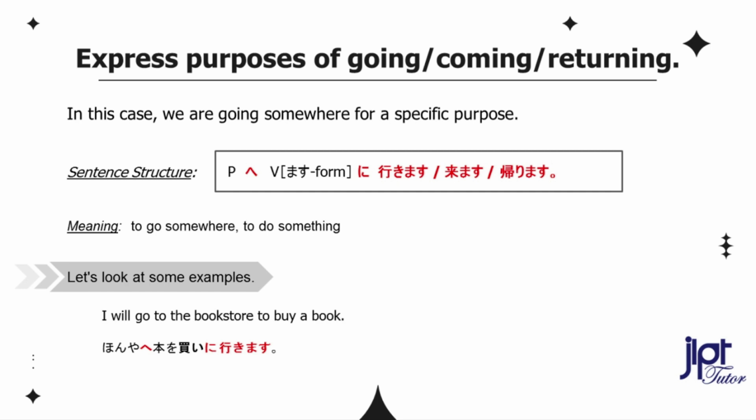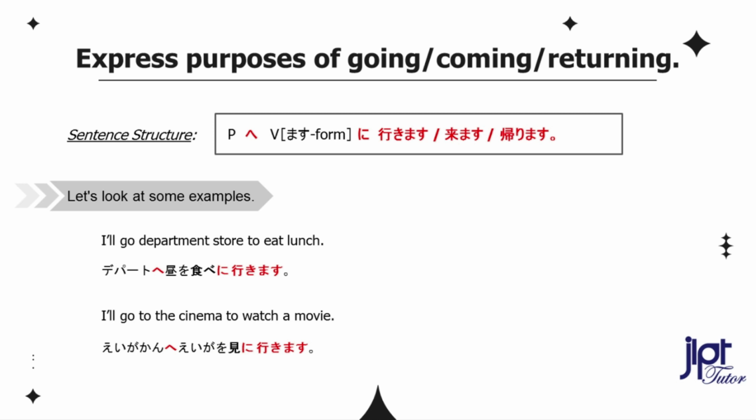Let's look at some examples. I will go to the bookstore to buy a book. 本屋へ本を買いに行きます。 I'll go to the department store to eat lunch. デパートへ昼を食べに行きます。 I'll go to the cinema to watch a movie. 映画館へ映画を見に行きます。 Simply take off masu and put ni instead.